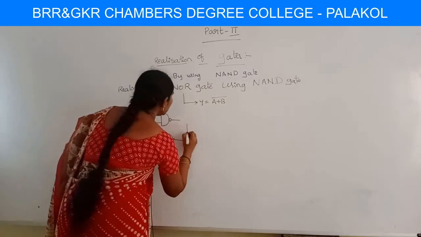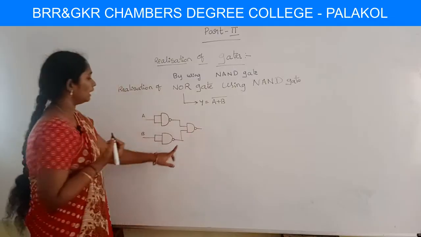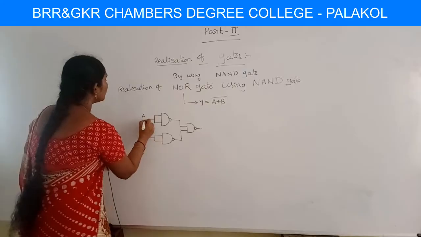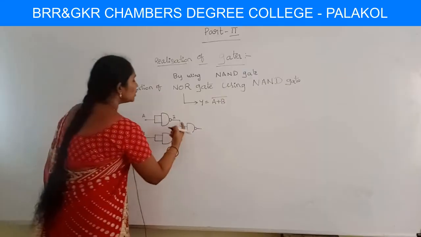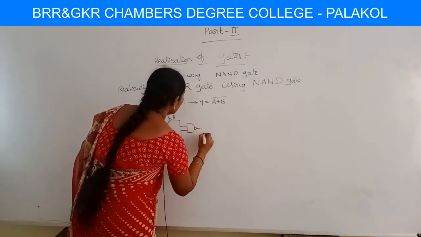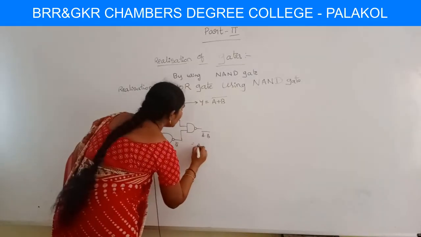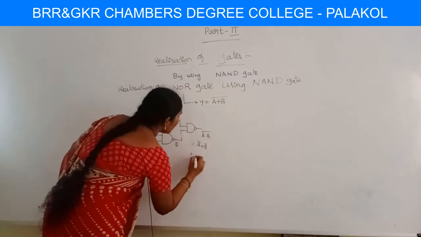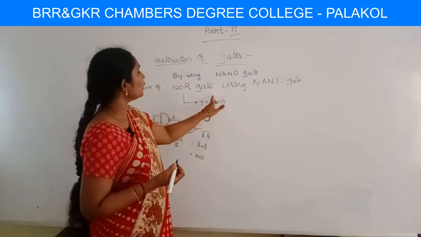And after that I will give this output to another NAND gate. So what is the output here? This is A bar and this is also B bar. Now these two are given to another NAND gate. So here the output is A bar dot B bar whole bar, which is A bar bar plus B bar bar. So therefore the final output is A plus B, but we need A plus B whole bar.